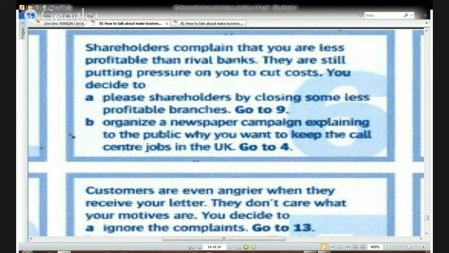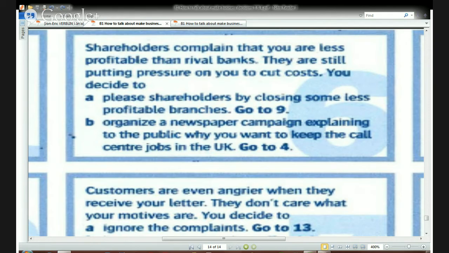Well, Monica, I think it's up to you. Is this a unanimous vote, or do you think we ought to really consider closing less profitable branches? Monica? I think B, we should organize a newspaper campaign explaining to the public. Wow, so this is unanimous. Yes, thank you for agreeing.